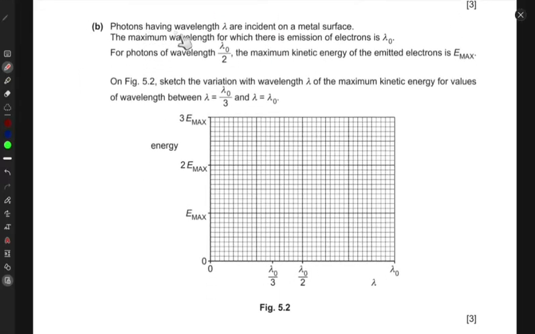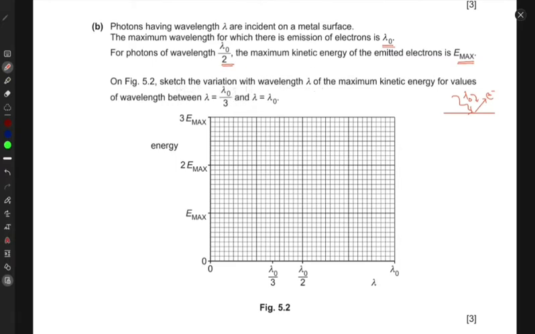Part B says photons having wavelength lambda are incident on a metal surface. The maximum wavelength for which there is an emission of electrons is lambda naught. So at lambda naught, we observe emission of electrons when the wavelength hits the metal surface. We have a photon coming in, and it hits the surface, and an electron comes out of the surface. And we are saying that when the value for the wavelength is lambda naught, that's when it's capable of putting out an electron. So for photons of wavelength lambda naught by 2, the maximum kinetic energy of the emitted electrons is E max. That's when we have the maximum kinetic energy.